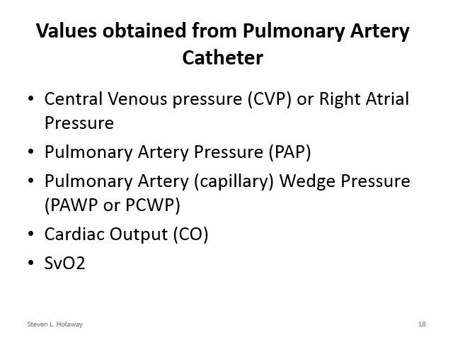Values that we can obtain from the pulmonary artery catheter include central venous pressure, or CVP, which is really a measurement of the right atrial pressure, pulmonary artery pressure, pulmonary artery capillary wedge pressure, also cardiac output, and the mixed venous oxygenation. All of those we can obtain through the pulmonary artery catheter. Now remember, cardiac output is stroke volume times heart rate. Normal cardiac output should be somewhere between 4 and 7 liters per minute.